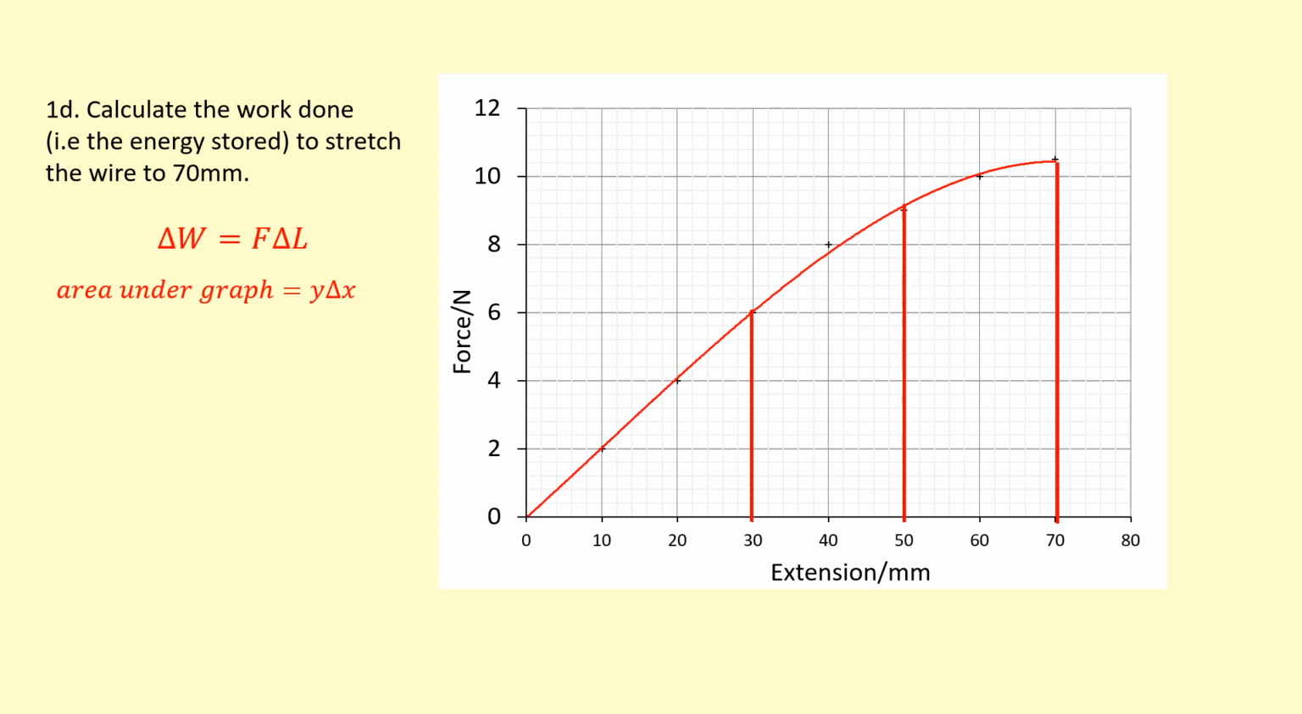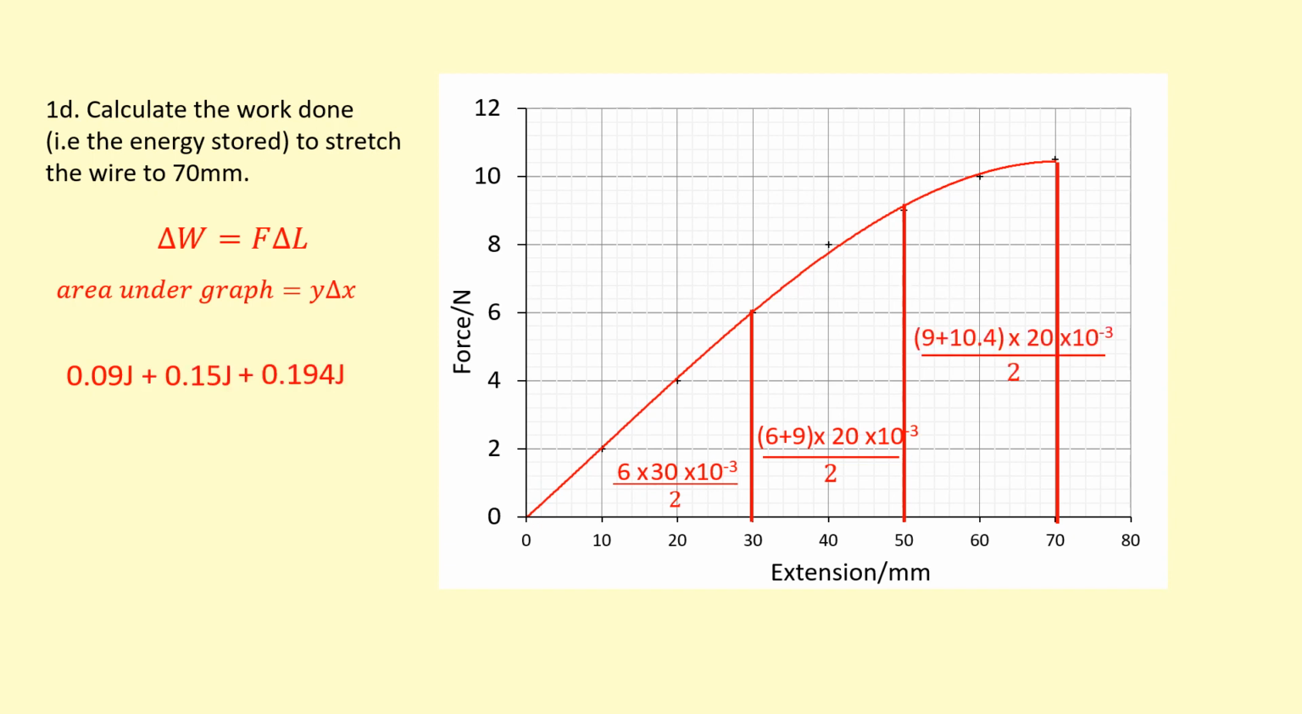Okay, the first one is a triangle, so 6 newtons times 30 millimeters divided by 2. That's 0.09. Then repeat again: 6 plus 9 there, times the height there, so it's 20 times 10 to the minus 3, and then divide by 2, and then repeat that and keep adding it on. This one is not going to be completely accurate because I only took 3 sections, but if I took more, my answer would more likely be accurate.